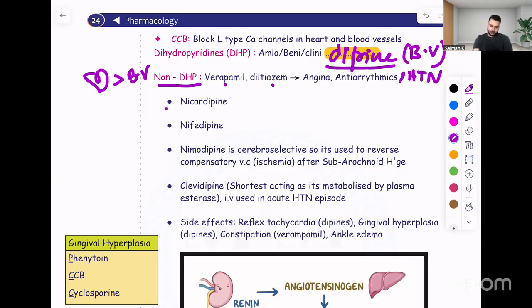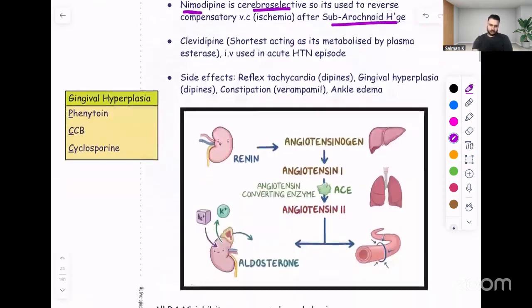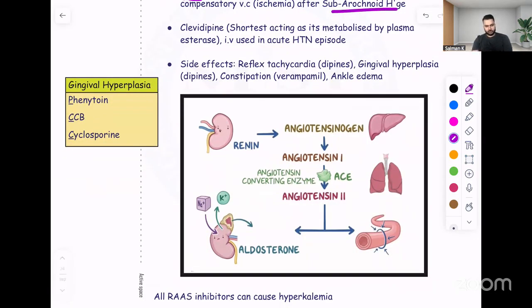I just told you nicardipine is the drug of choice for hypertensive emergency. Nifedipine is used in preterm labor because it's a tocolytic drug. It relaxes the uterus. Nimodipine works in the brain. It's cerebroselective, so it's used in subarachnoid hemorrhage, etc. Now you have these side effects.